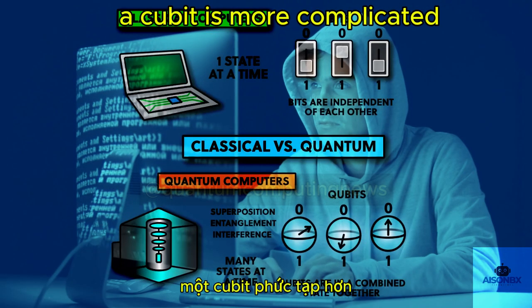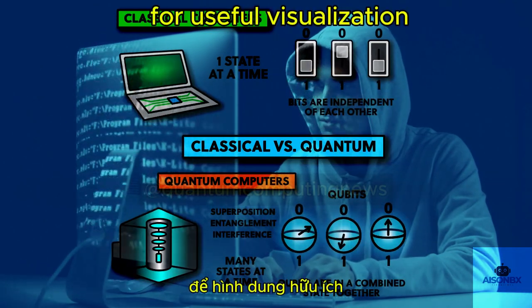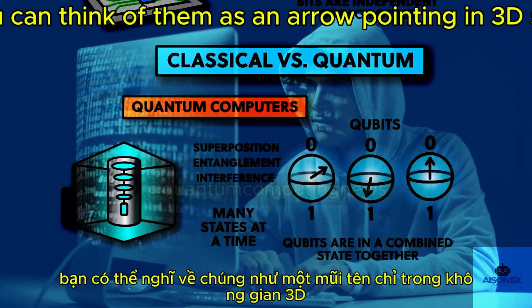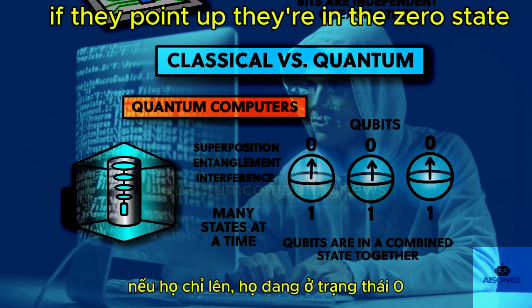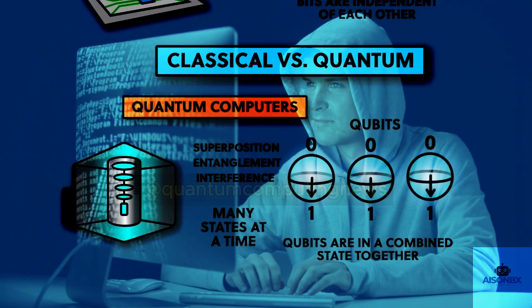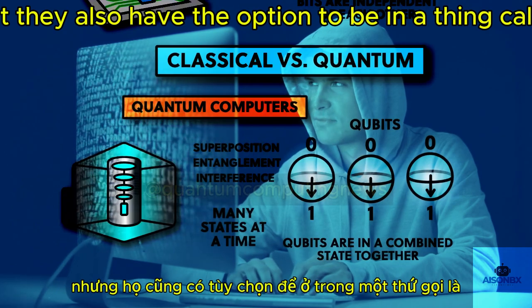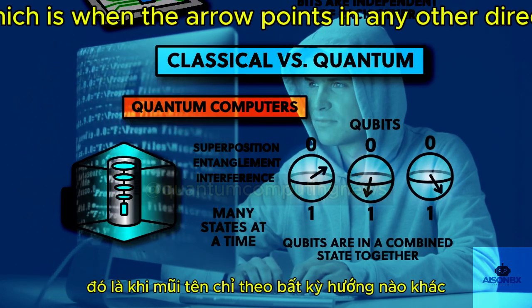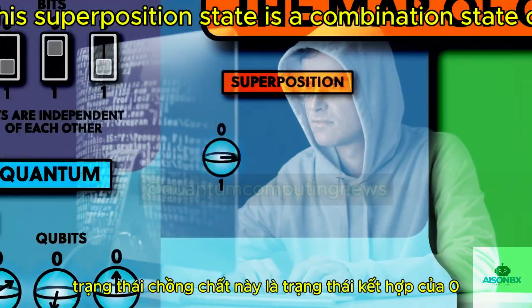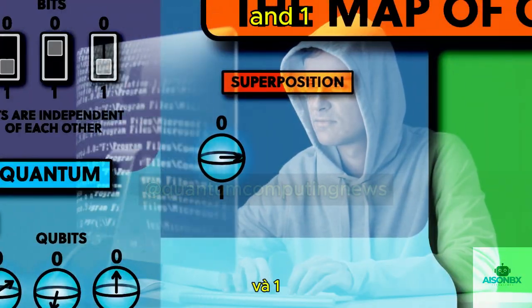A qubit is more complicated. For a useful visualization, you can think of them as an arrow pointing in 3D space. If they point up, they're in the 0 state, and if they point down, they're in the 1 state, just like a classical bit. But they also have the option to be in a thing called a superposition state, which is when the arrow points in any other direction. This superposition state is a combination state of 0 and 1.